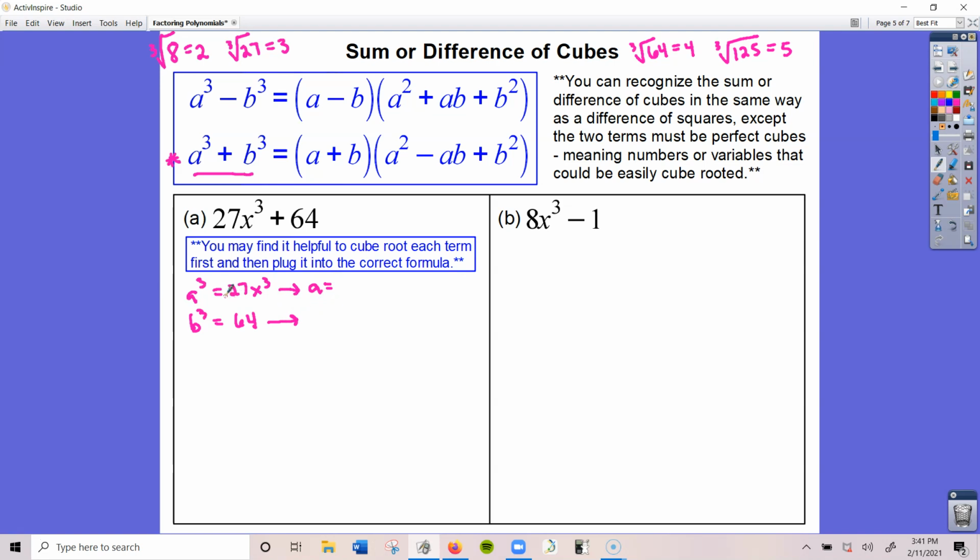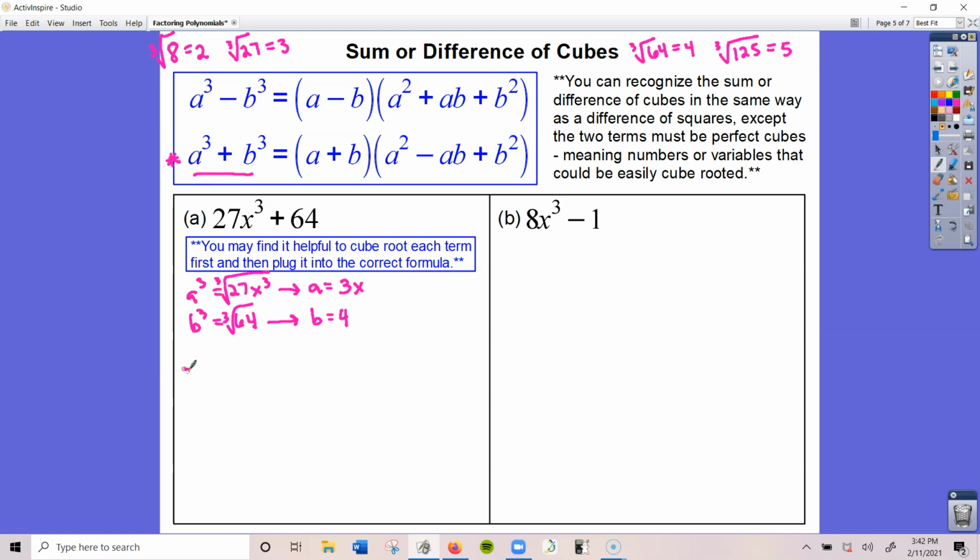For A, what we do is we have to cube root it. When we cube root 27, remember that that cube root is 3. And when you cube root x cubed, that radical with the exponent would cancel, so it would just be x. Then B cubed, if I cube root both sides, I would get that B is equal to the cube root of 64, which I said over here is 4. So now we're just going to put this in the correct format. So we're following this here using a and b.